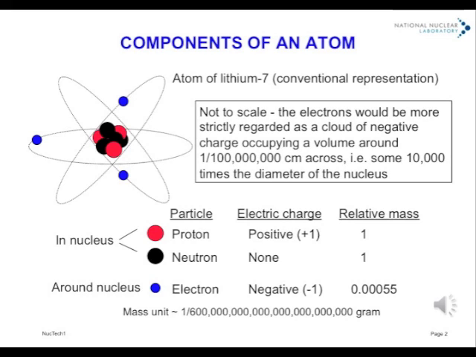Unit masses come at about 6 followed by 23 noughts to the gram, and no atom has more than a few hundred of them. So even the smallest speck of matter contains a vast number of atoms.